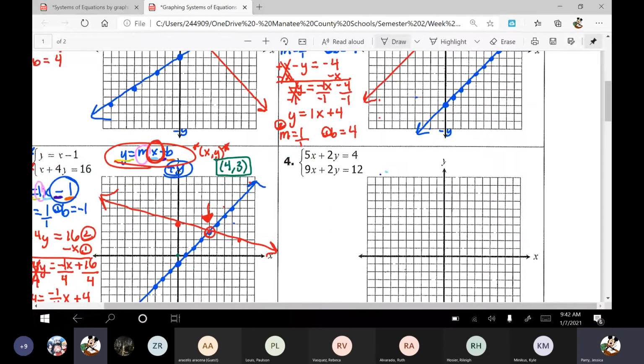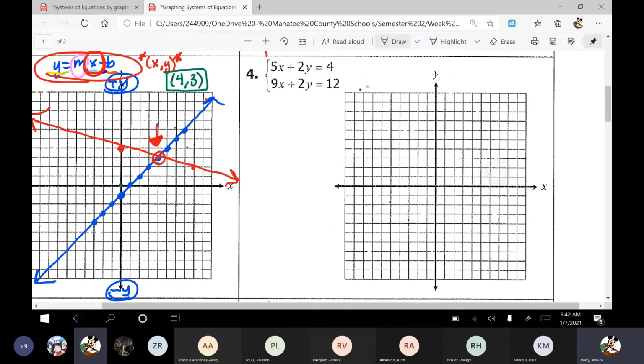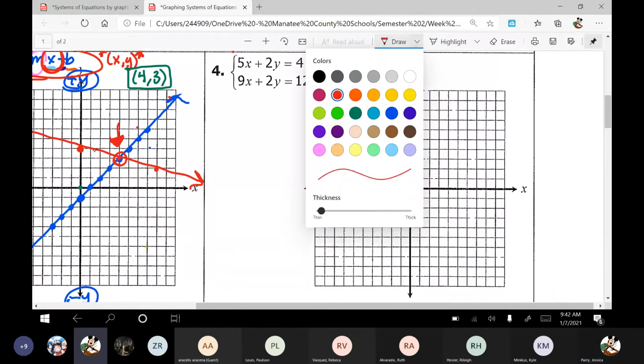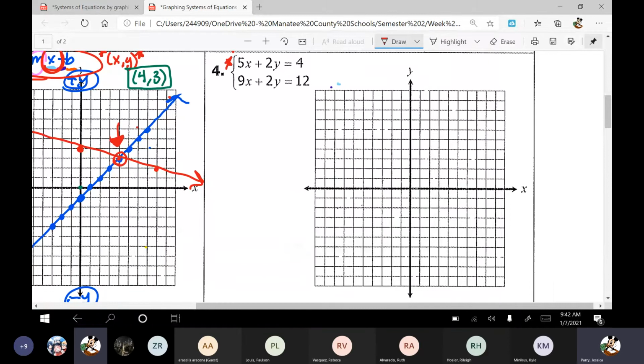All right, let's do this last graphing question together, and then we'll go back and answer those last 3 questions on the other side. All right, so our first equation here, 5x plus 2y equals 4. Let's fix this and put this in slope-intercept form. Y equals mx plus b.